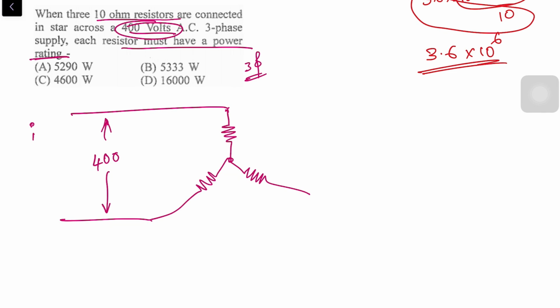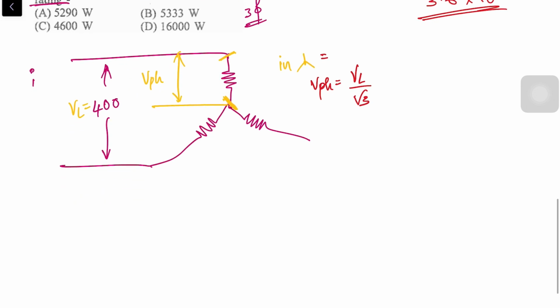But what voltage exists between line to phase? Between line to phase the voltage is phase voltage. So given is line voltage and this is phase voltage, and the resistor is getting what voltage? Line voltage or phase voltage? Resistor is actually getting phase voltage. So in star connection, okay, phase voltage is equal to line voltage by root 3. So power of a resistor is given by V square by R.